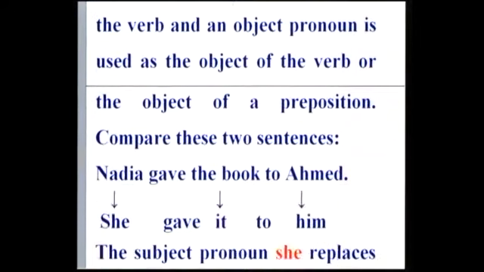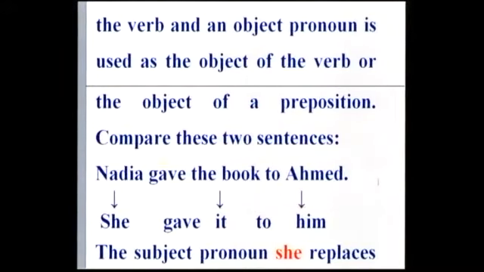Compare these two sentences. Nadia gave the book to Ahmed. Nadia, she, gave the book اللي هو it to Ahmed. Now Ahmed here is a noun that comes after the preposition to. So it is an object of a preposition. يبقى هقول Nadia gave it to him.